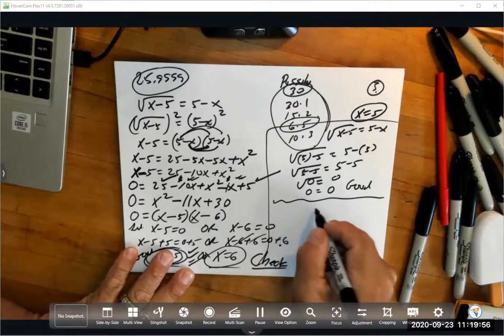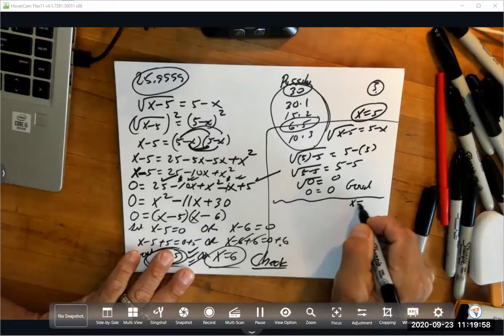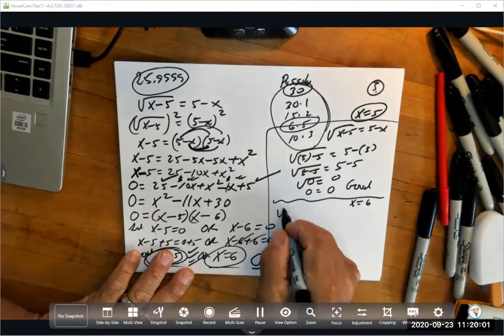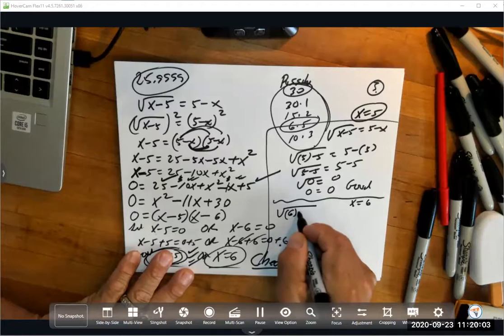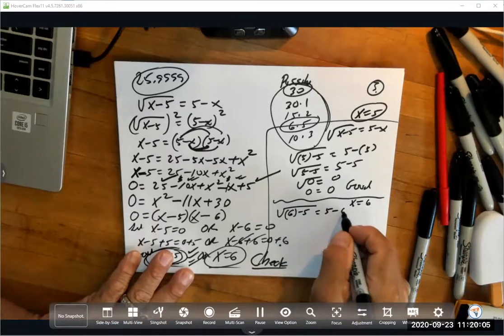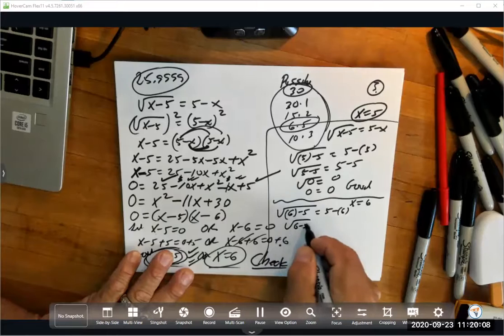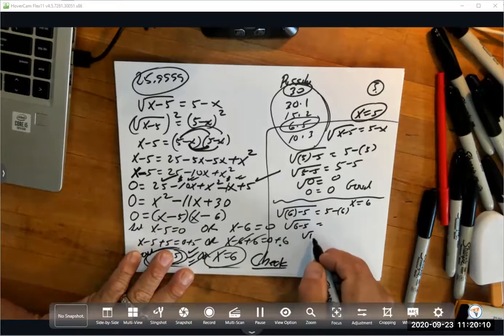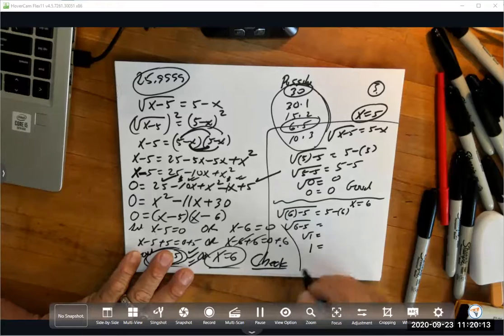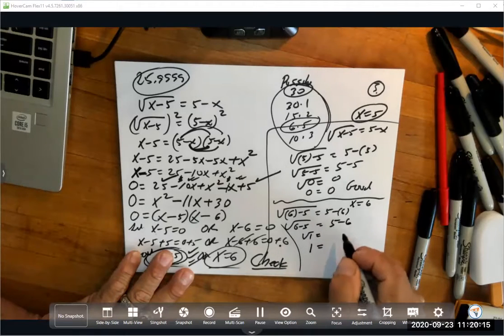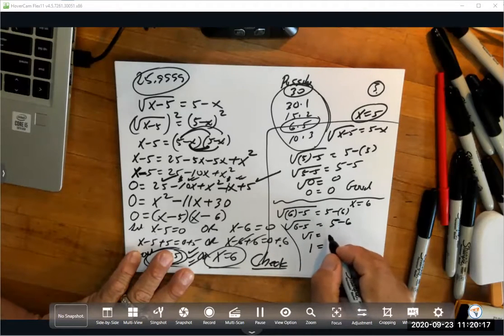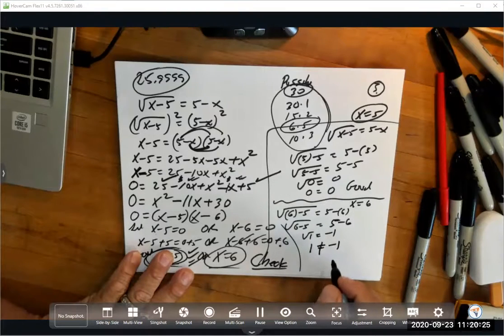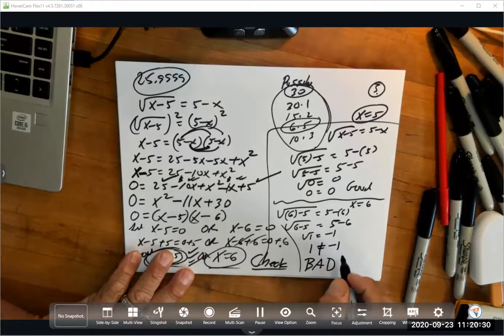So now, same problem. Let's try x equals 6. So you're going to go square root of 6 minus 5 equals 5 minus 6. So 6 minus 5 is going to be a 1. The square root of 1 is 1. Got that part. This one, 5 minus 6. What's 5 minus 6? Negative 1. Does it match? No. It's bad. 1 and negative 1 don't match.